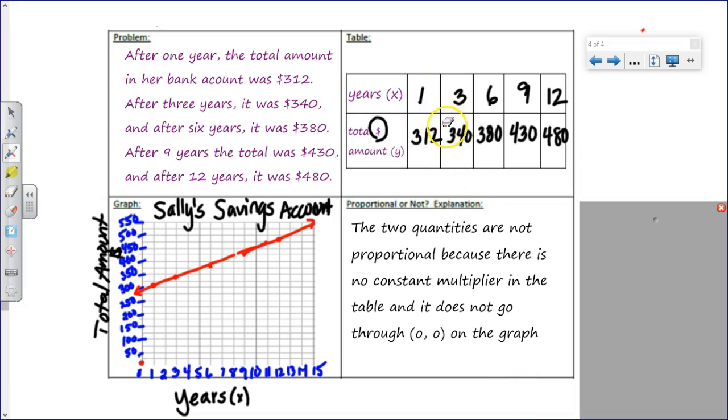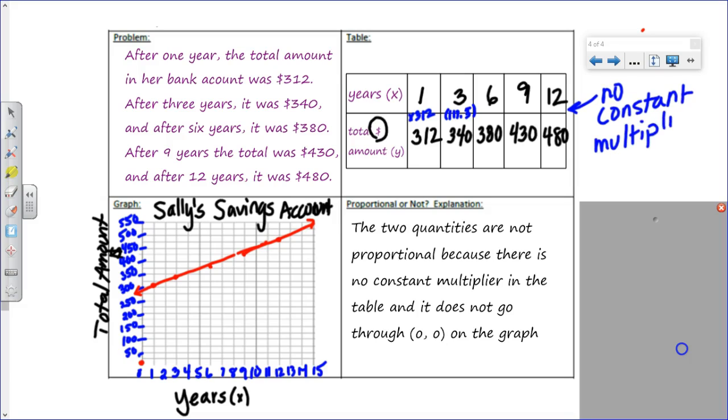There's no constant multiplier in the table. 1 times 312 gives me 312. And then how do you get from 3 to 340? You can easily divide and figure out that that's not going to be 312. You can use your common math sense to realize that it's going to be about 100 or a little more than 100. So this one is times 113.3 repeating right there, no constant multiplier. Okay? So there you go. That was as easy as that was.